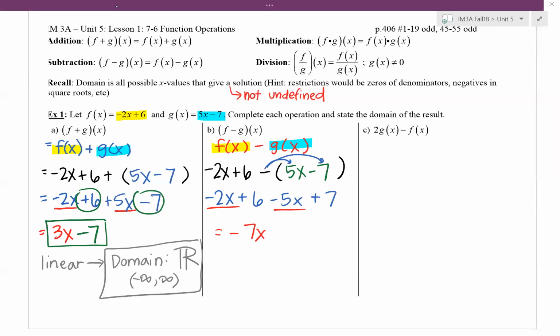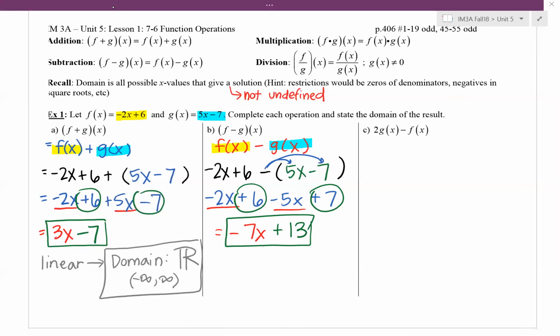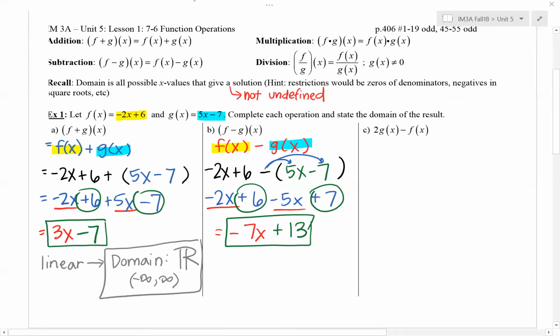And then we have positive 6 and positive 7. So our constant term is going to be positive 13. So notice that this is still a linear function. So I still have it as a degree of 1. Which means that my domain is the same, because the domain is the same for all linear functions. And so our domain here is all real numbers.